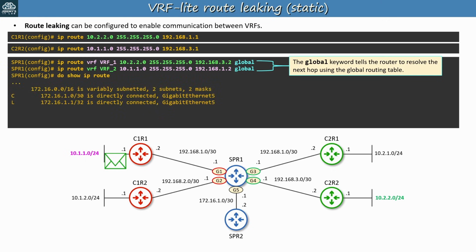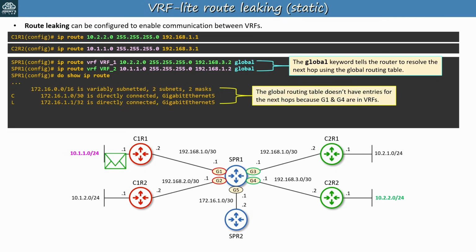But we have a problem. Here is SPR1's global routing table. It doesn't have entries for those next hops we configured, because its G1 and G4 interfaces are in VRFs, not the global routing instance. So at this point, it won't be able to forward packets between VRFs. It can't find the next hops in the global routing table.